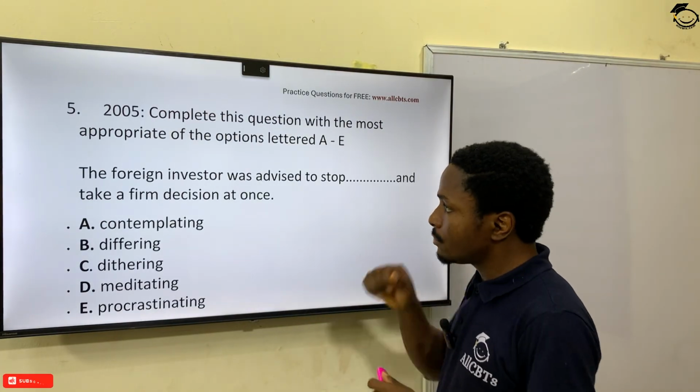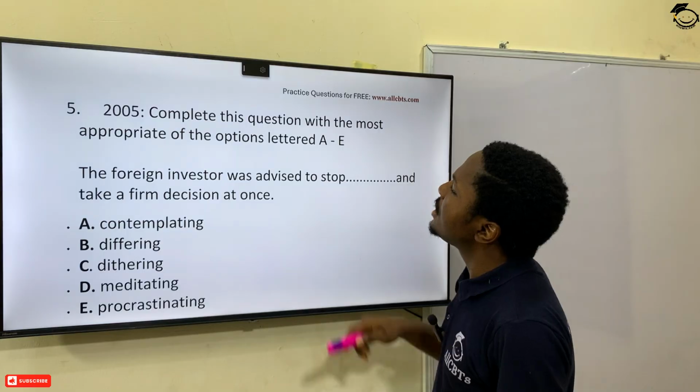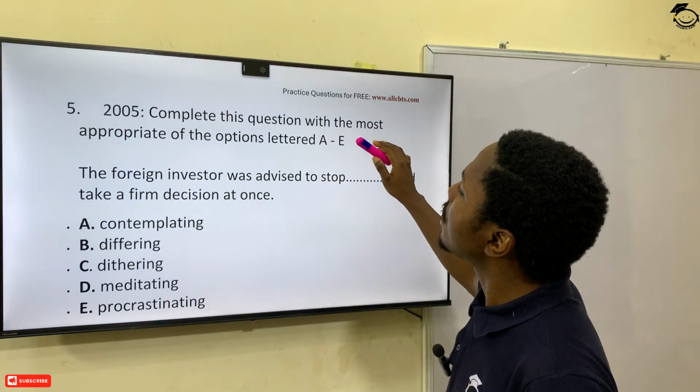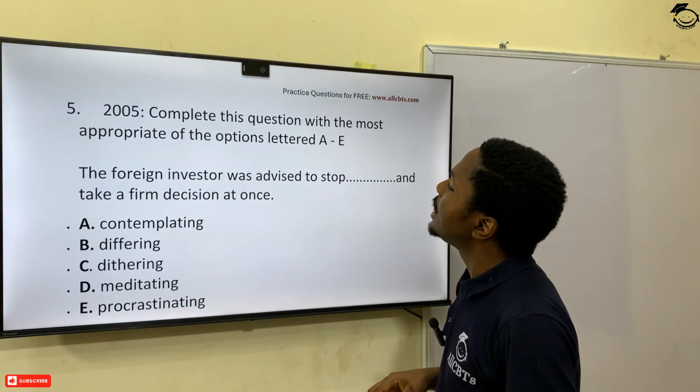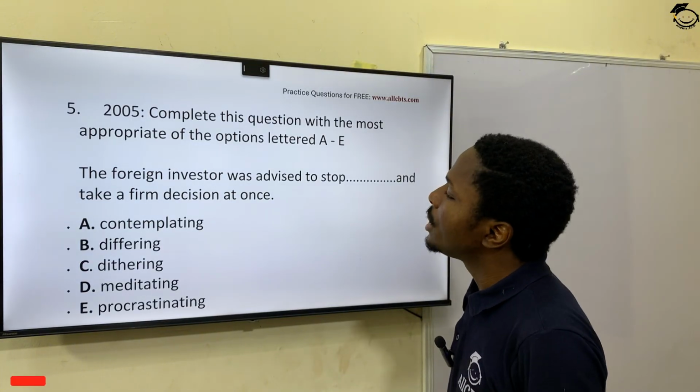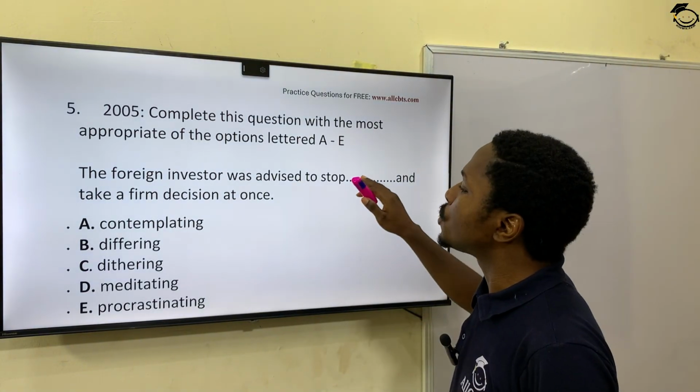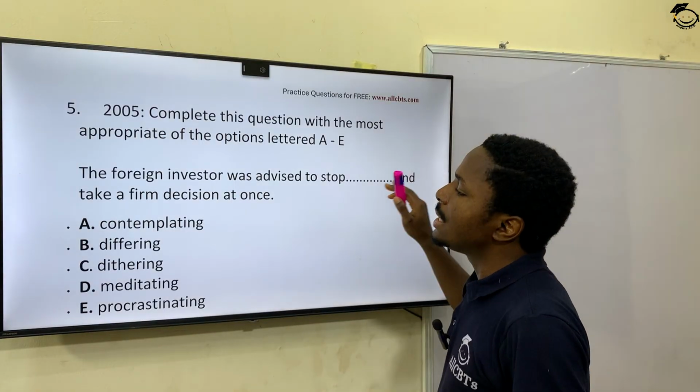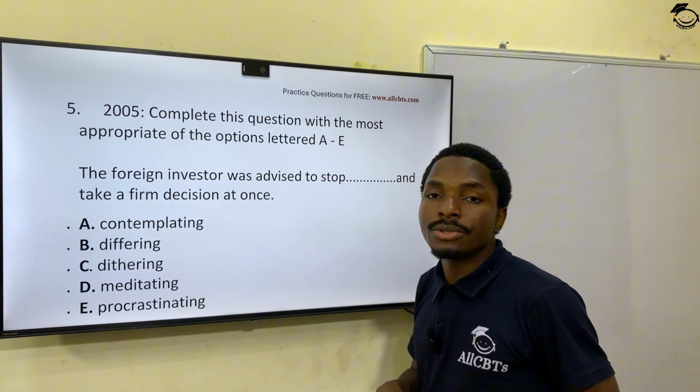Question 5, 2005. Complete this question with the most appropriate of the options, letter A to E. The foreign investor was advised to stop dash and take a firm decision at once.